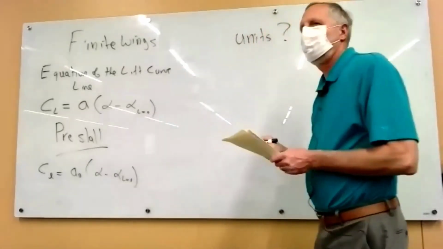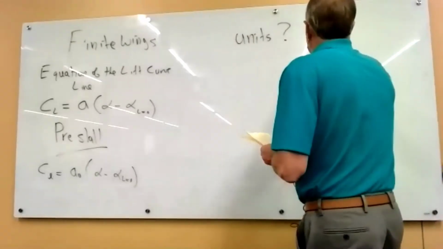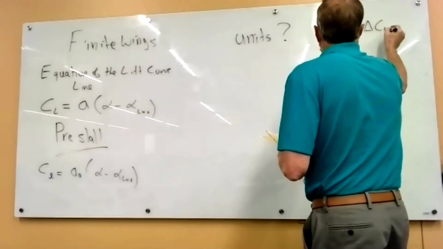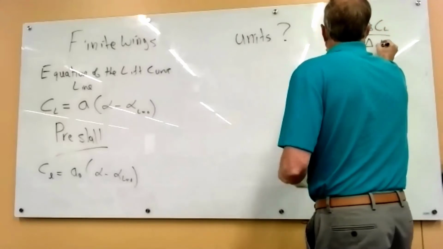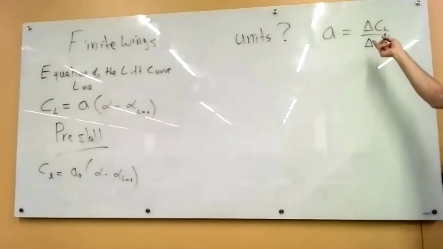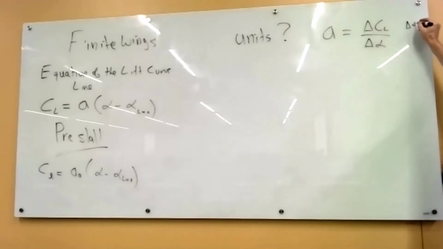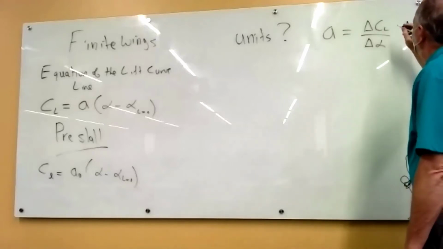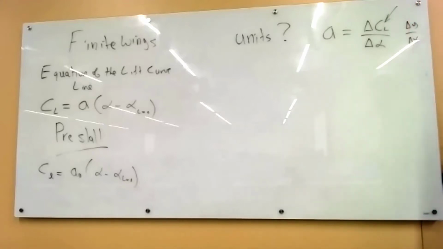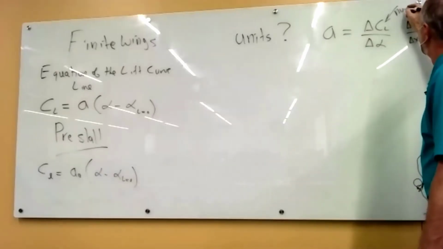Before we talk about the formulas, we need to talk about the units. So A is a slope, so it's a delta CL over a delta alpha. It's delta Y over delta X, right? So what are the units on CL? Hopefully you're thinking nothing, right? It's unitless. So there's no units.